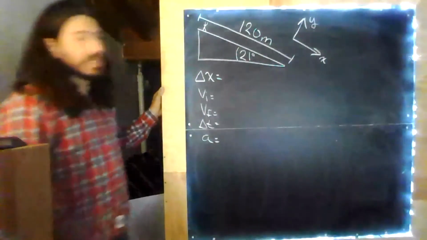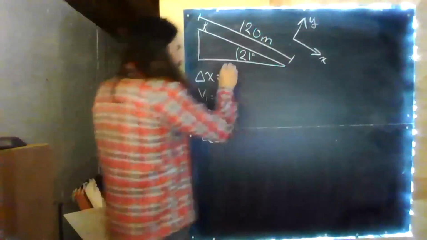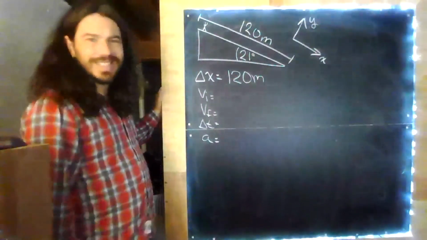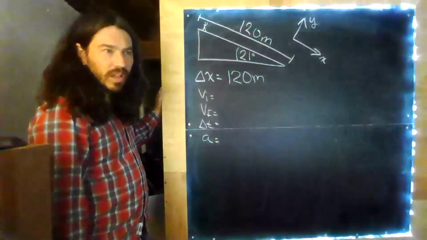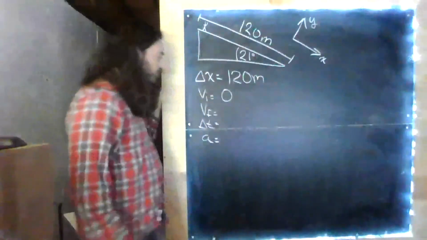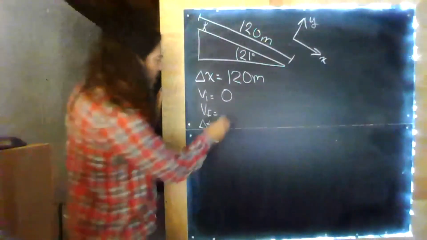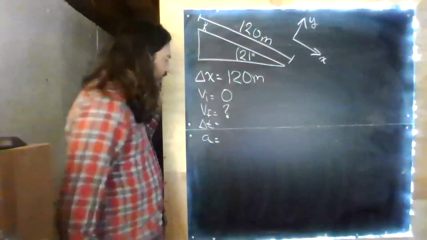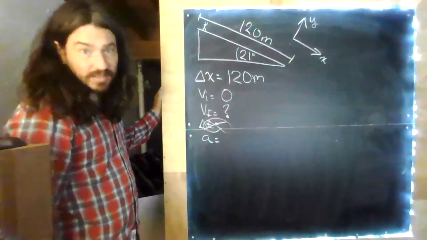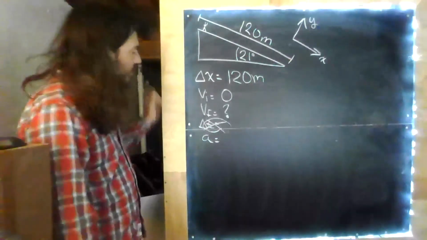All right, delta x. Do we know that? Yes, we do, 120 meters. V initial. They didn't tell us, but I think we can assume they started from rest. V final, that's what we're looking for. It says maximum speed, that's what we're after. Delta t, didn't tell us, didn't ask. That's a clue about what equation we might use.